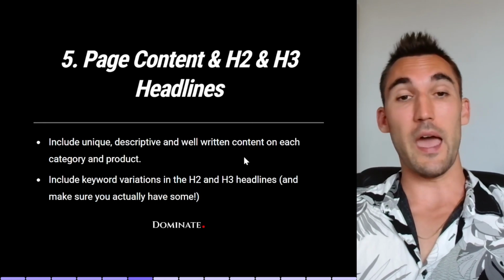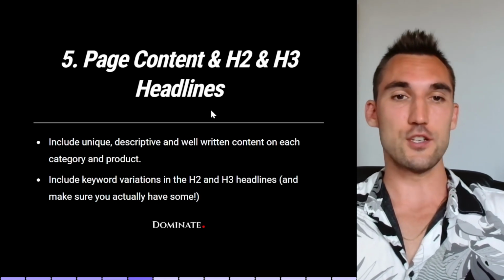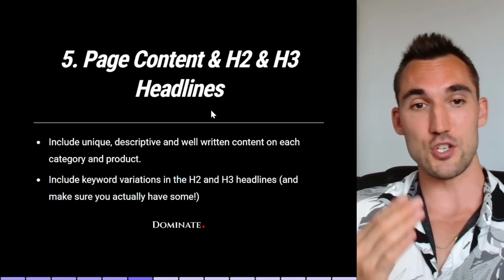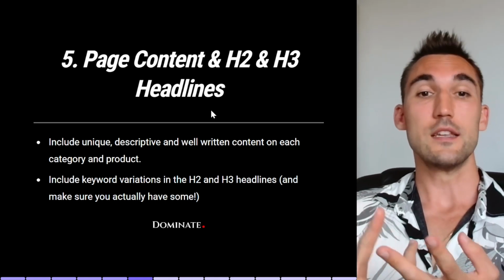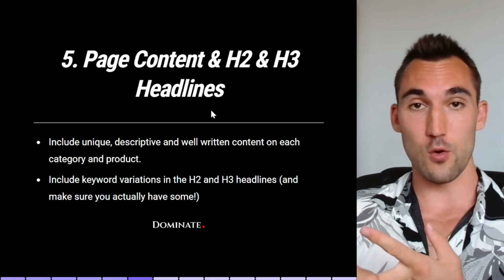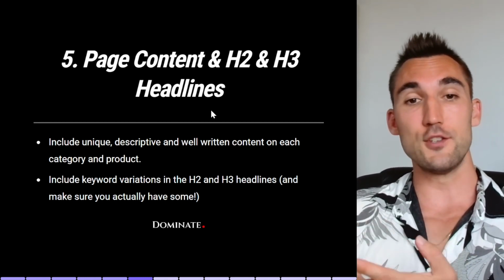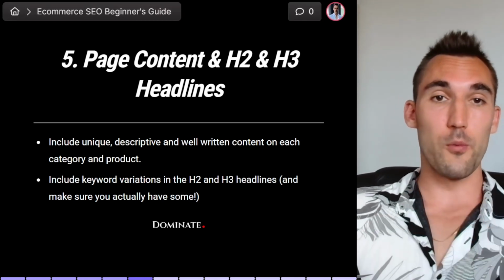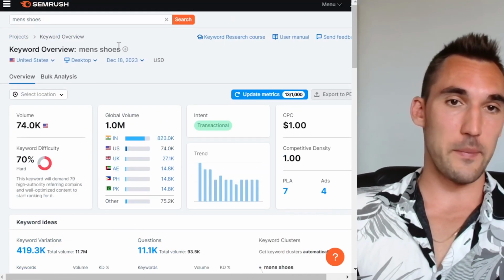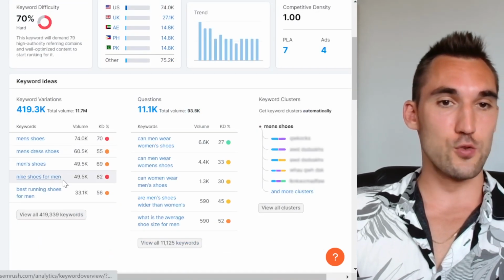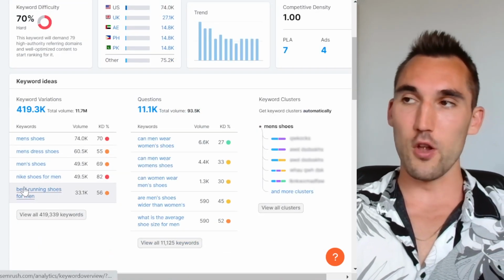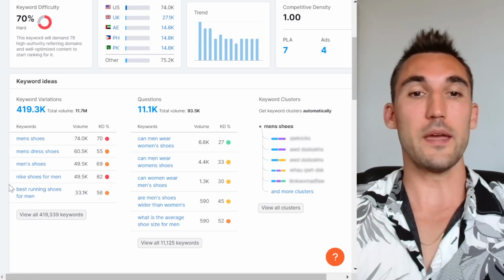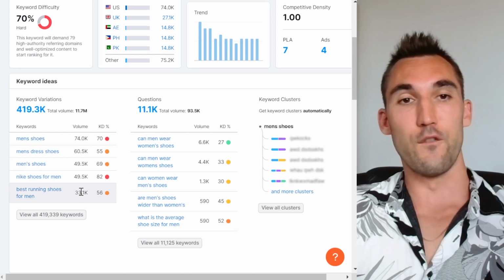Now, the next thing is the actual page content and the H2 and H3 headlines. Content on every page, every product, every category, every collection is extremely important. It needs to be unique, descriptive, and well written on every single one of these. And you need to make sure that you include H2 and H3 headlines that actually have the variations of the keywords. So if we go back to Google, you can see here we got men's shoes, and then we got like men's dress shoes, Nike shoes for men, best running shoes. These are all different variations that you can include obviously on the appropriate category, but you would want to make sure you include all those different variations for that specific keyword.